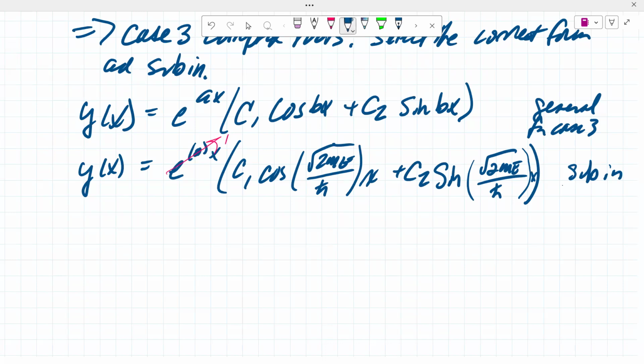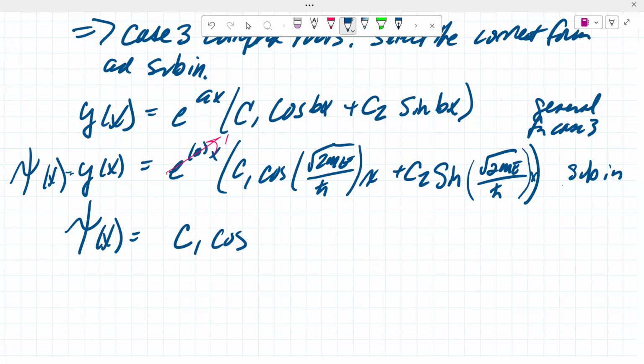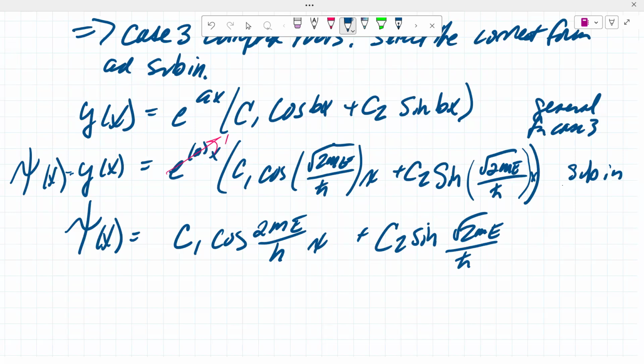So now we can simplify this. And y of x is actually our psi. So that's the generic thing. So we could actually say psi of x, because psi is just the name of our generic solution, just because we feel like that. So we're gonna say psi of x. Now we could have a simplified version of this: c1 cosine root 2me over h bar x plus c2 sine root 2me over h bar x.